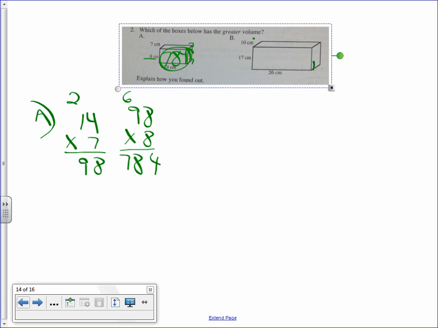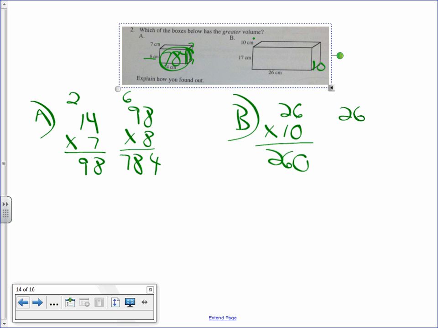If a 10 goes here, I have a 10 here. So my base is 26 times 10, which is pretty easy, multiplying by 10. So I have 260. My height is 17, so 260 times 17. 7 times 0 is 0. 6 times 7 is 42. 7 times 2 is 14, plus 4 is 18.